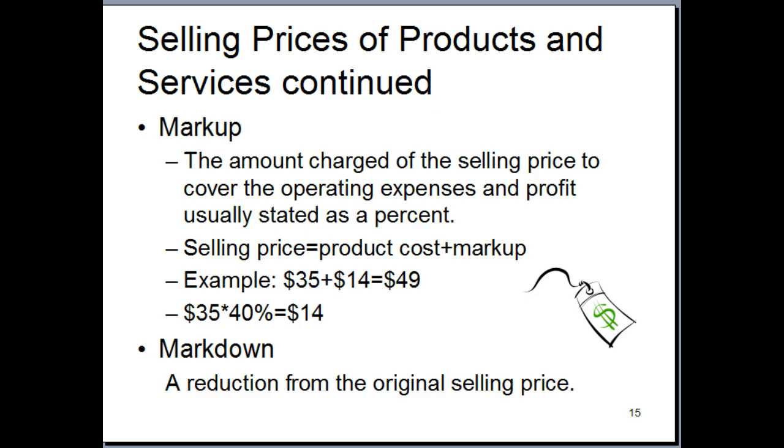Markup. A markup is the amount charged of the selling price to cover the operating expenses and also the profit that's usually stated as a percentage. So you see here, if your product cost you $14 and you wanted to mark it up 40%, then you would take $35 times 40% and that would give you $14. Then you would add that $14 to your product cost and it would give you $49, which would be your selling price. And marked down is when you're reducing the price of the product in order to sell it.